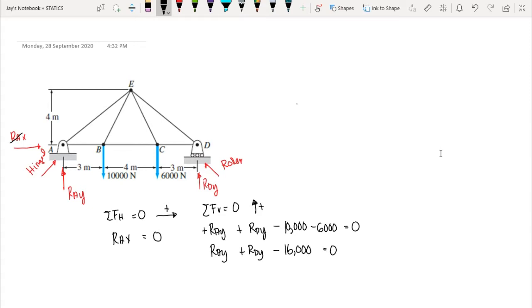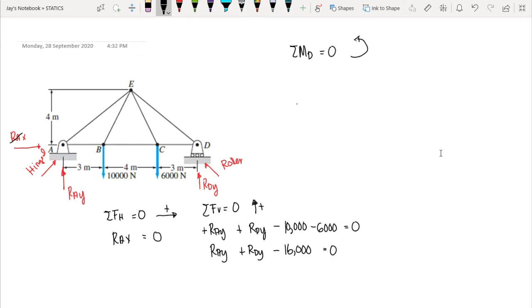Now we have two unknowns here. We have unknown RAY and unknown RDY. So we have two unknowns, so therefore we should have another equation. So how are we going to formulate our second equation here? We can actually use summation of moment. Now you can use either summation of moment at joint A or summation of moment at joint D. So it doesn't matter where you start, but for me, I would prefer to sum up moment at joint D. So we have summation of moment at joint D is equal to zero.